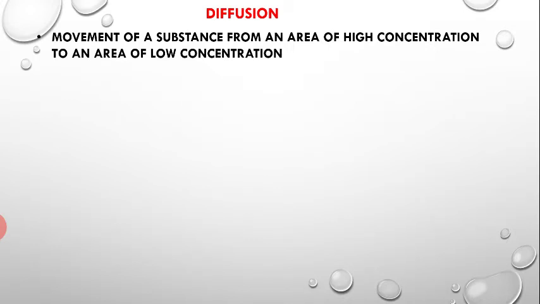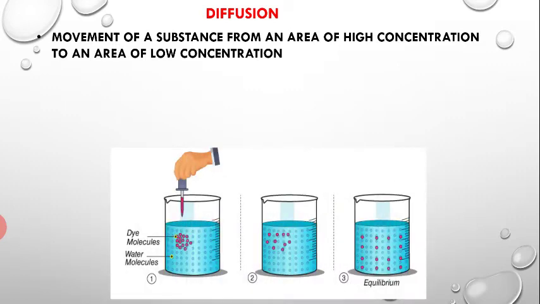What is diffusion? Diffusion is movement of a substance from an area of high concentration to an area of low concentration. The process of movement of a substance from the area of high concentration to the area of low concentration is known as diffusion. This is a picture which is showing what diffusion is.